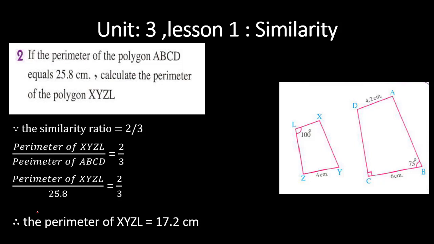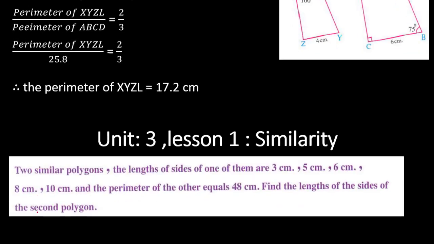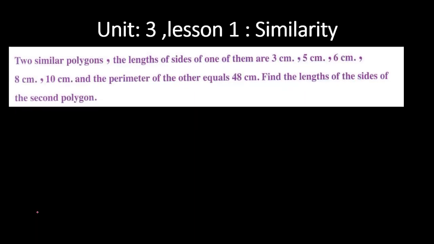So to get a missing side, we make the proportion of sides. If we want to get an angle, we said that the corresponding angles are equal, and get the missing angle. Another exercise: two similar polygons. The lengths of the sides of one of them are 3, 5, 6, 8, 10. These are the sides of the first one. And the perimeter of the other is 48. Find the lengths of the sides of the second polygon.